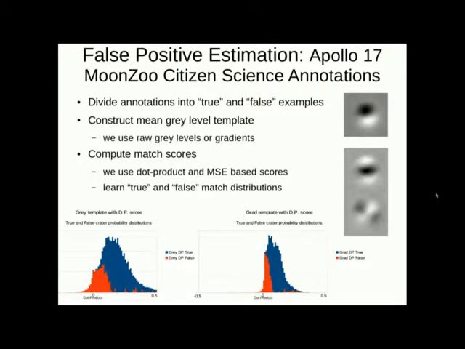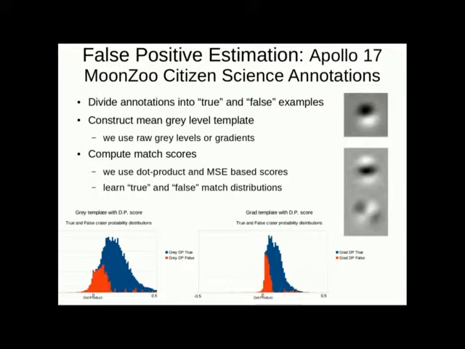So in more detail, what we did was we took Apollo 17 Moonzoo annotations and we divided them into true and false examples based upon a definition of what is a real crater. And we constructed mean grey level templates using a couple of things. We used the raw grey levels. If you average many of the true craters together, you end up with a crater that looks not too dissimilar to the template image in the top right hand corner.